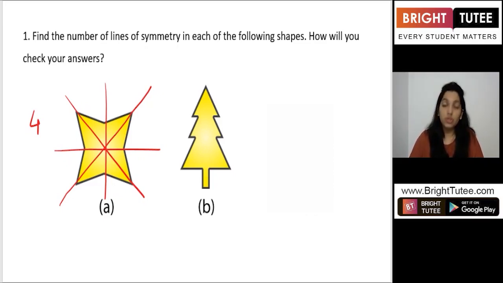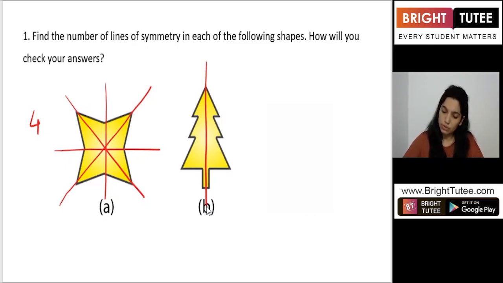Now, if I want to check whether this is correct or not, how can we do this? We can trace this particular figure on a paper and then try to fold that paper. And if you see that the two images are exactly overlapping each other, that means we have correctly drawn the line of symmetry. Now, this particular tree can be divided exactly into 2 equal parts by drawing this as the line of symmetry. That is, only one line of symmetry is possible for this particular figure.